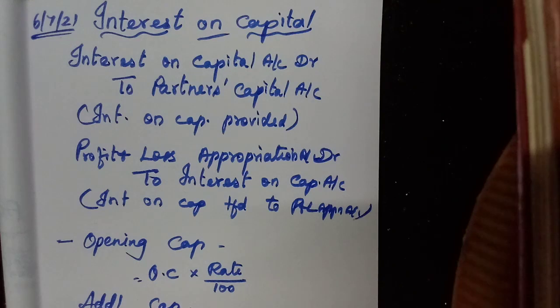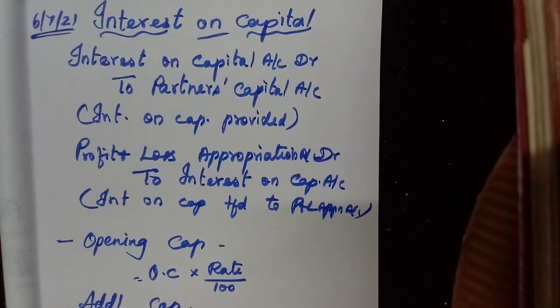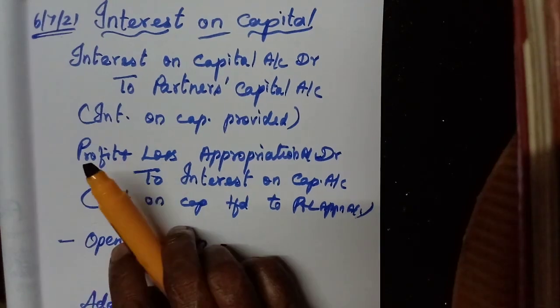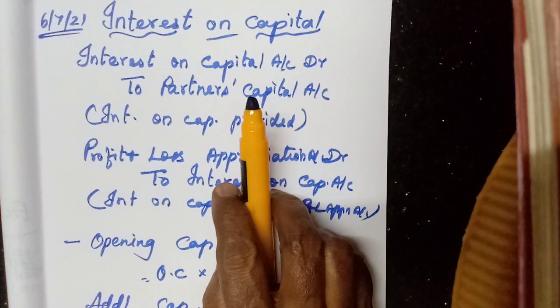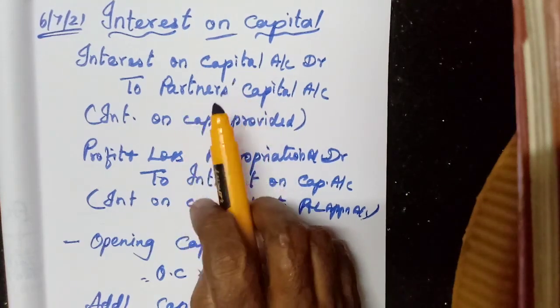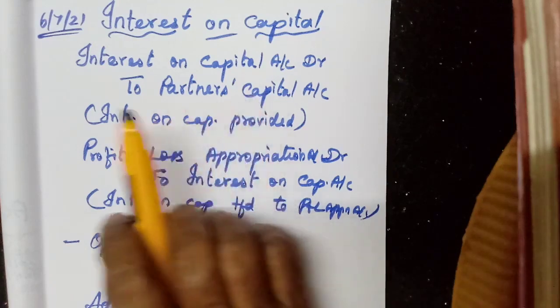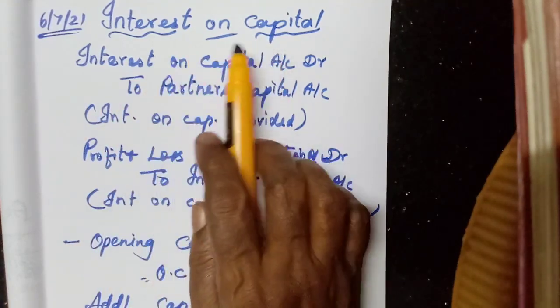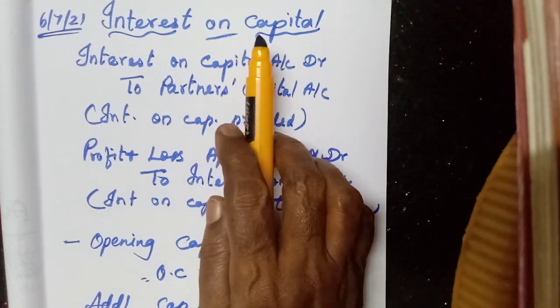Today's lesson in partnership accounts is interest on capital. We have to calculate the interest on capital. Here, already one video was deleted in between; it was stopped in between, so this is the second time I am recording. We should know why we should provide this interest on capital.